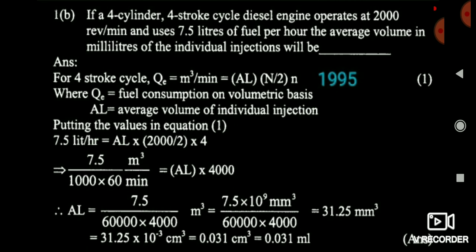See another question. It is a 4-cylinder 4-stroke engine operating at 2000 rpm and uses 7.5 liters of fuel per hour. What is the average volume in milliliters of an individual injection? Friends, for solving such types of questions, you have to be very careful about the units and you have to understand what the question is saying.